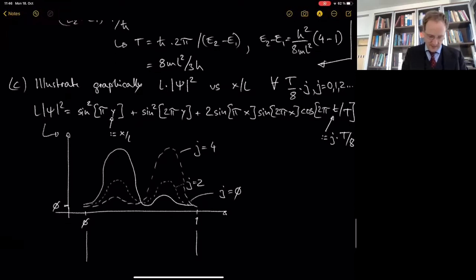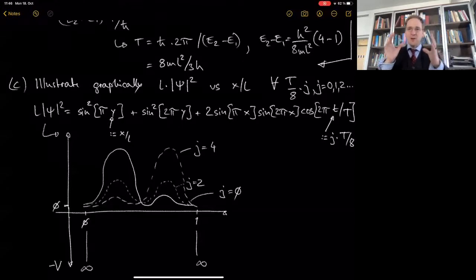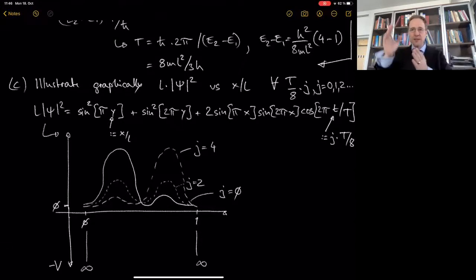Remember, this is minus v. Plot this into your minus v, right? And this is infinity, and this is infinity, right? So this is your box, and this is where your electron is, and it goes back and forth, right, in your box. So that's how it looks like.